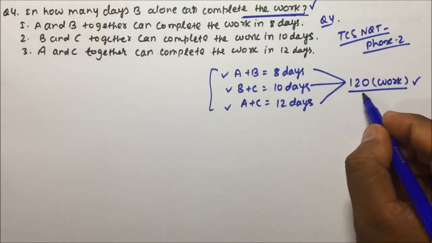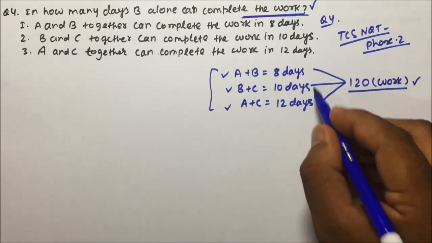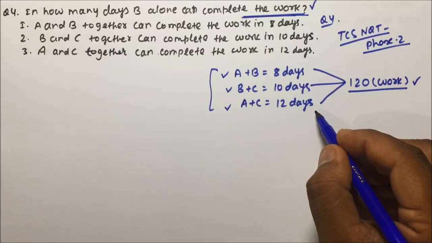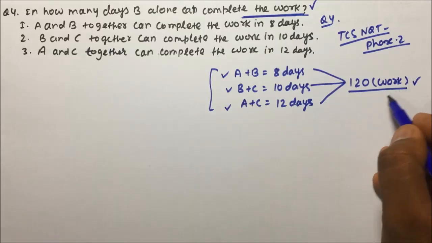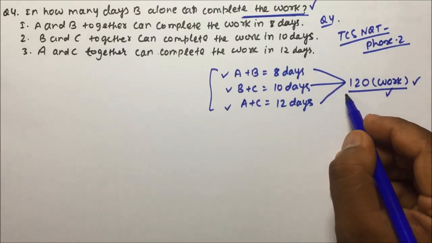Sir, how will we come to that 120 being divisible by all three? You can take the LCM. In my HCF and LCM video, I have taught you how you can take the LCM of these numbers, right? Okay, now let's see.